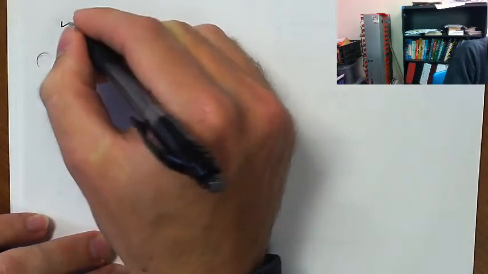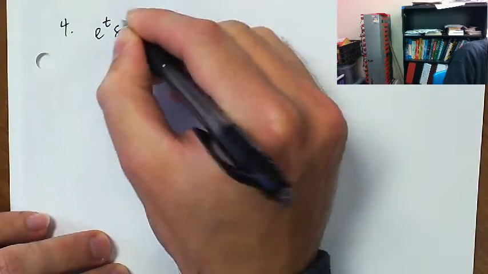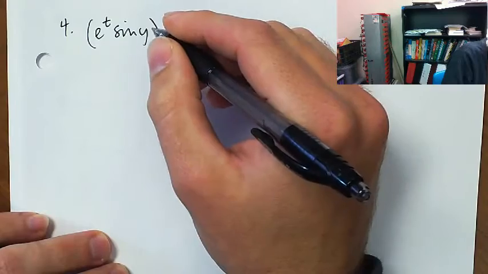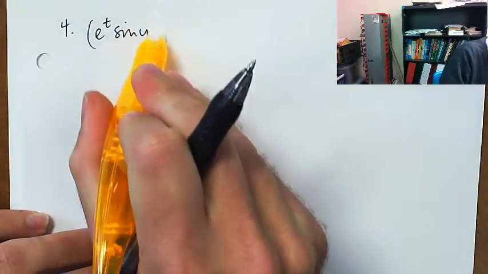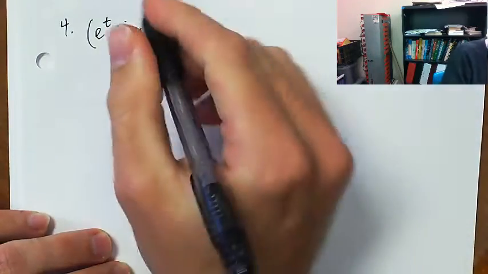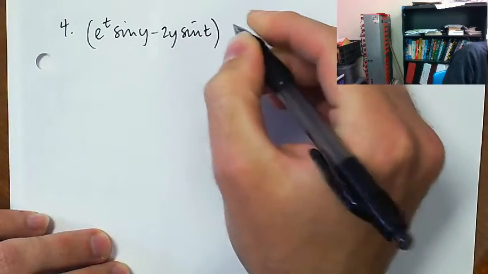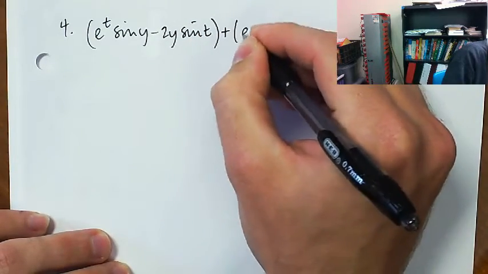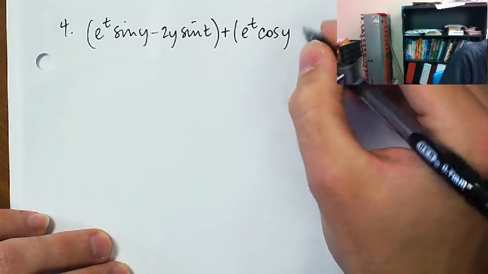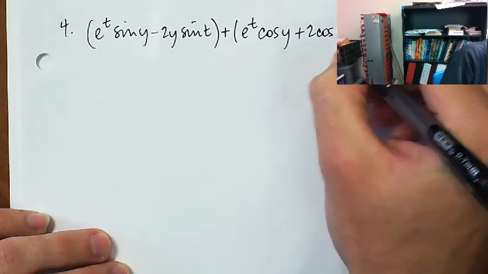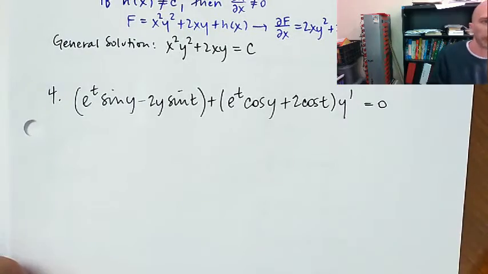Number 4 is e to the t sine of y. Oh, this one I might have written too big. e to the t sine y minus 2y sine t plus e to the t cosine y plus 2 cosine t, all multiplied by y prime, and that's going to add together to equal 0.